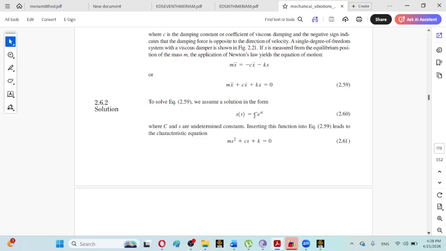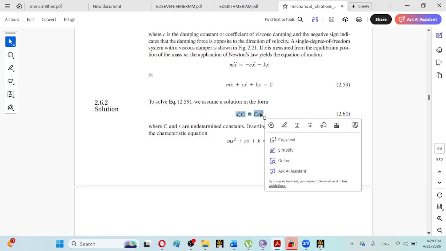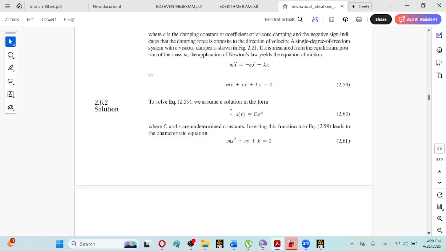So then we will be inputting these values of x double dot, x dot and x into this equation 2.59, and when we take common, we will take Ce^(st) as common. These steps are omitted here, and it is the responsibility of the student to take a register and solve this equation in detail.